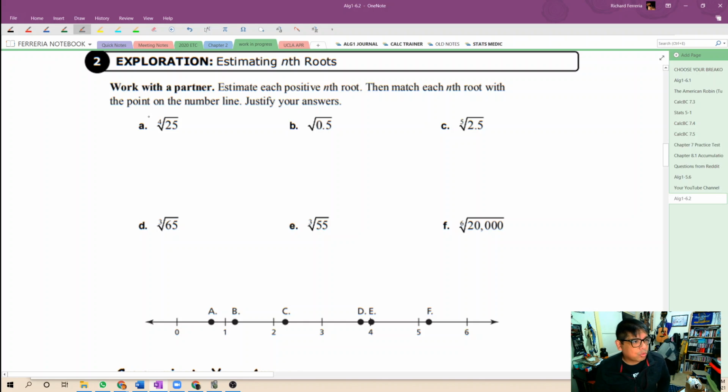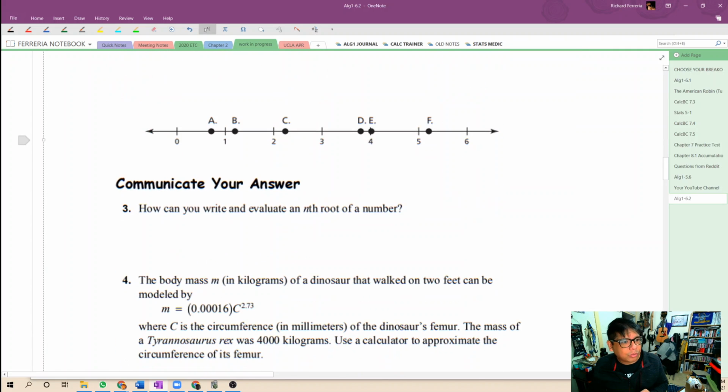Here we've got 25 to the fourth power. And actually we're going to skip this one. So never mind, I didn't say that one. This isn't the one I wanted to get to.